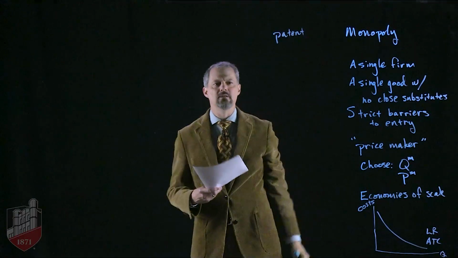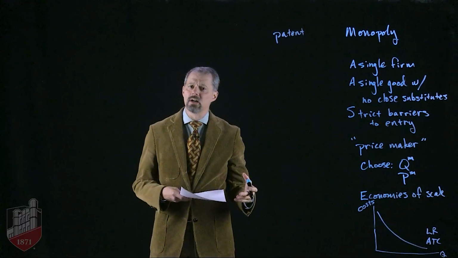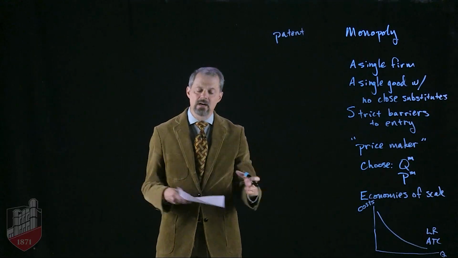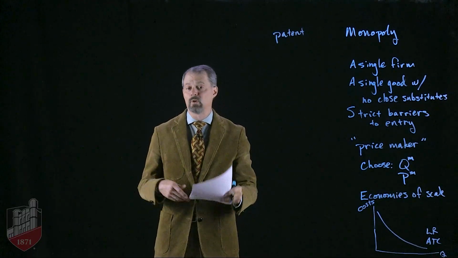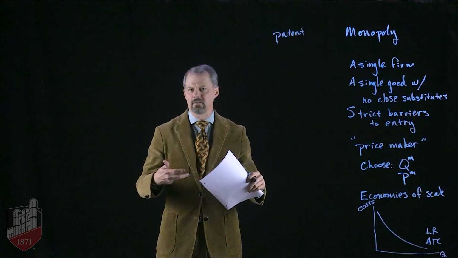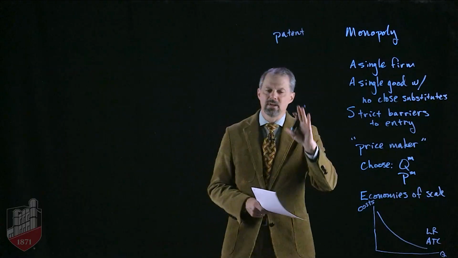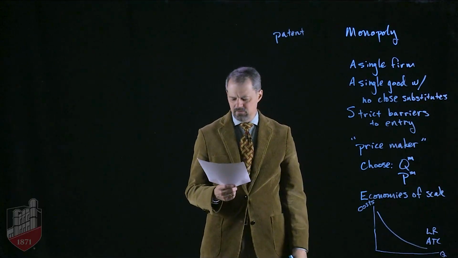So if you have one pharmaceutical company that creates some drug, then for a period of time they're going to be the only ones that can sell it. Once the patent expires, other companies can create generic versions of it, but during that patent period, it's going to be only that firm that can sell it.